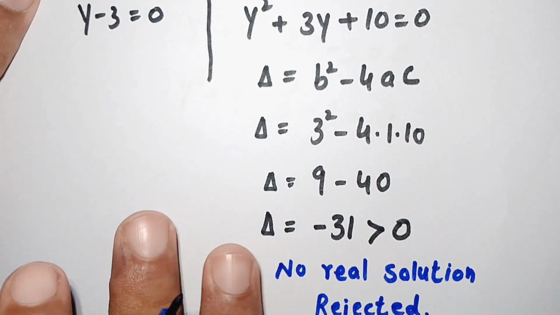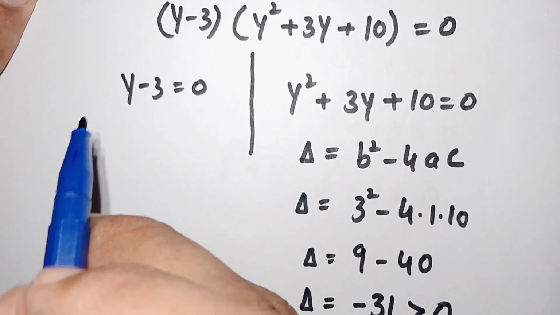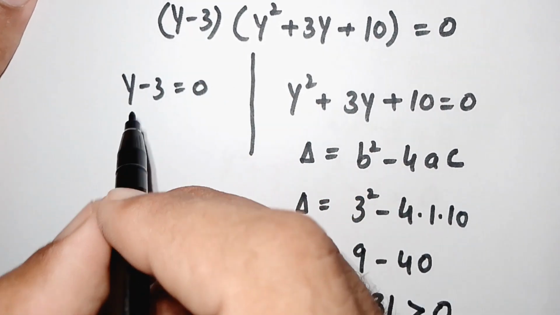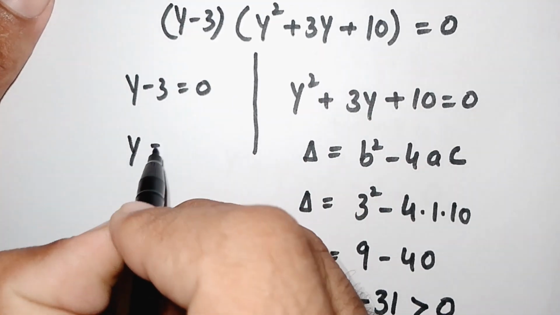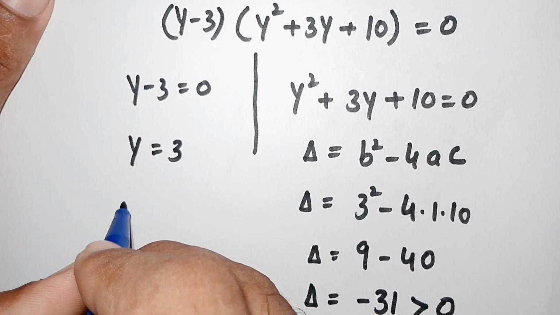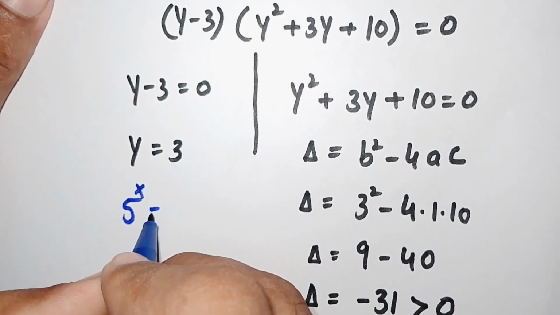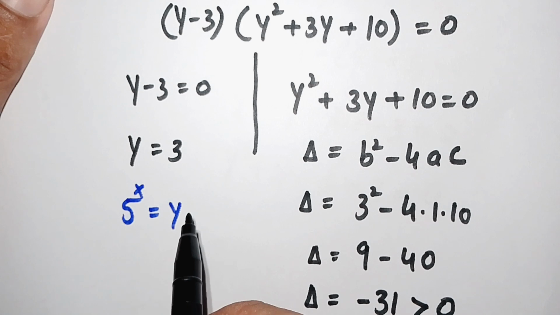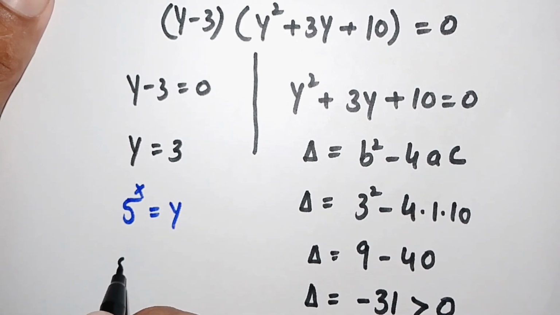Now we have to solve the first case, which is y minus 3 is equal to 0. Here we have to move this 3 to the right side, so this will become y is equal to 3. Now remember, we also know that 5 to the power of x is equal to y. Here we have to put 3 in place of y, so this will become 5 to the power of x is equal to 3.